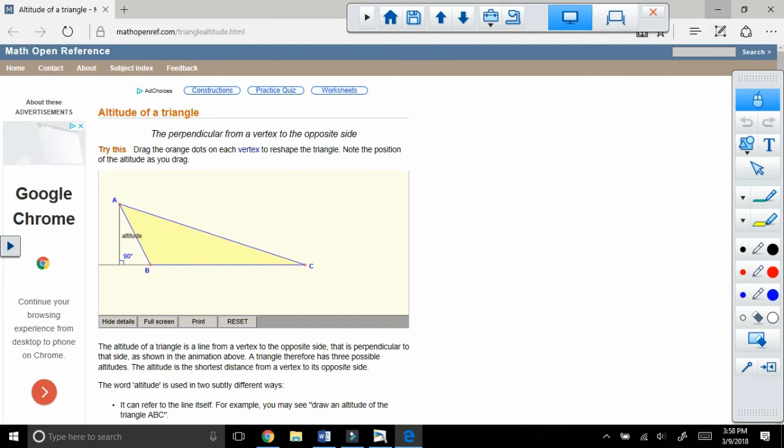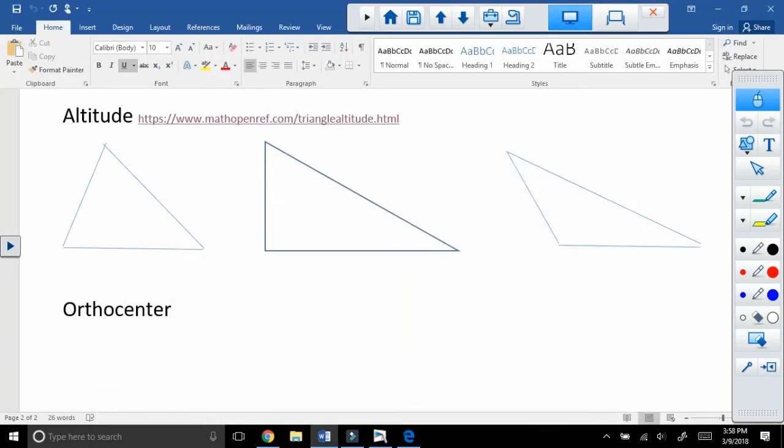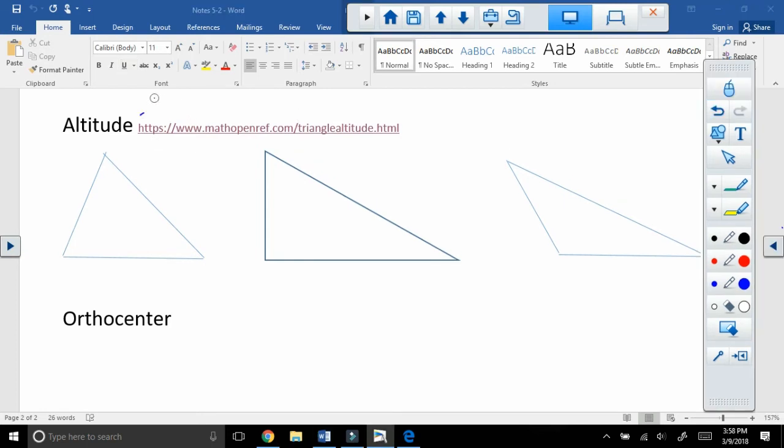So that's how we're going to start the notes on altitude. I'll first define it. So the altitude is the segment through a vertex that is perpendicular with the opposite side.